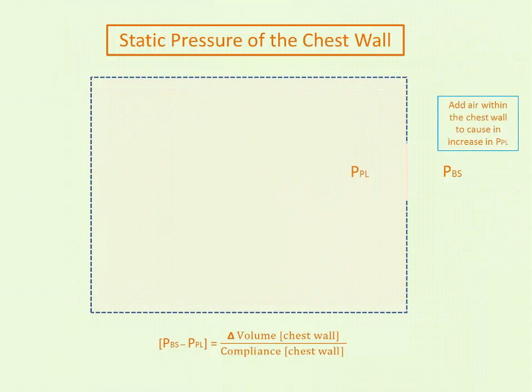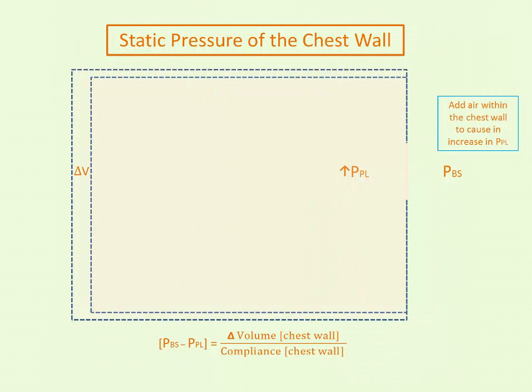So then you can do just the opposite. If you were to add air within the chest wall, sort of blow into the chest wall and increase the pleural pressure inside the chest wall, well, as you would expect, the chest wall would tend to distend, and this change in volume here, again, would be modulated by the compliance of the chest wall.